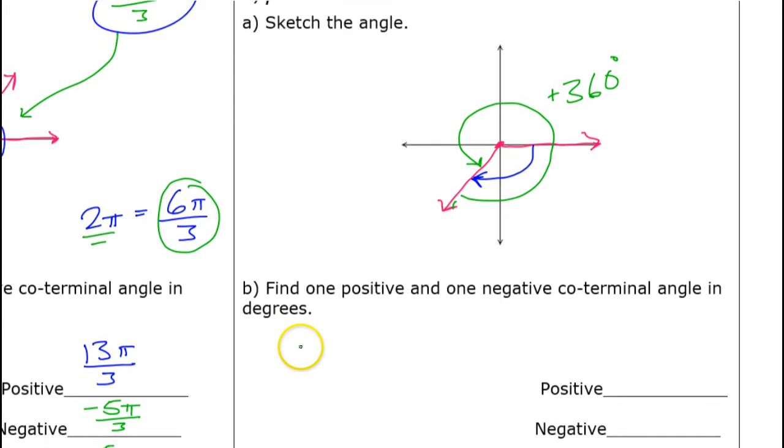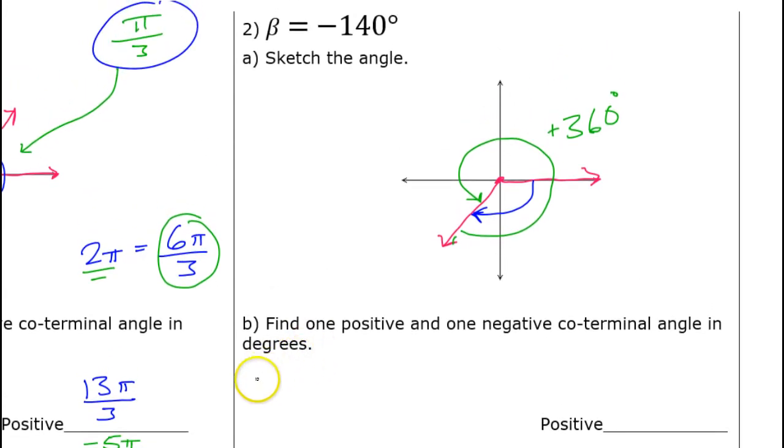So the angle that we have to start with is negative 140 degrees. Since I want a positive coterminal angle, I could move in the positive direction by adding 360 degrees. Okay, and that happens to give me 220. So that's what you get if you go all the way around in this direction and land at the same spot.